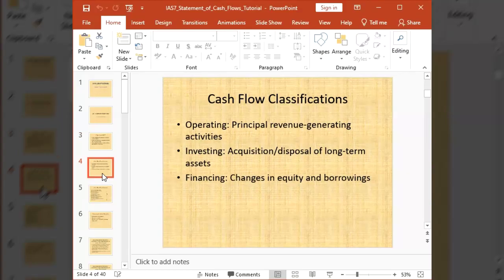In IAS 7, there are three cash flow classifications. The first is operating activities, which is followed by investing activities and financing activities. Under operating activities, we present principal revenue generating activities. Under investing activities, a reporting entity presents activities related to the acquisition and disposal of long-term assets. And lastly, under financing activities, a reporting entity records or presents changes in equity and borrowings.